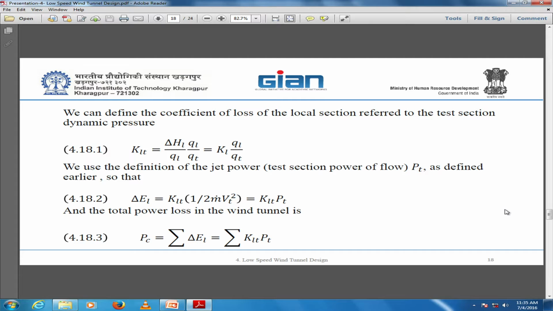So now we are moving on to see how we calculate the loss in each section.